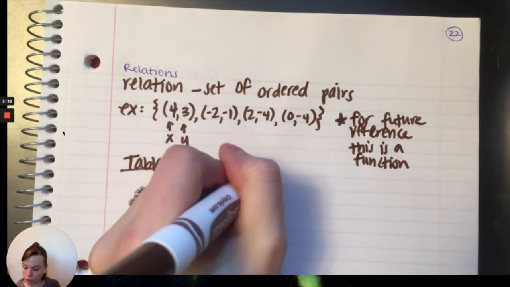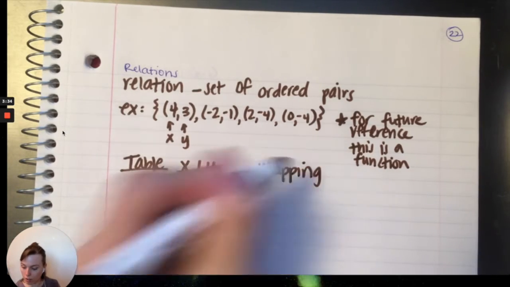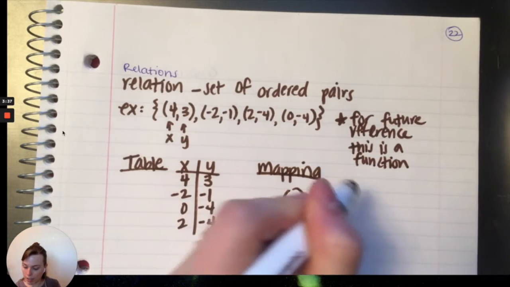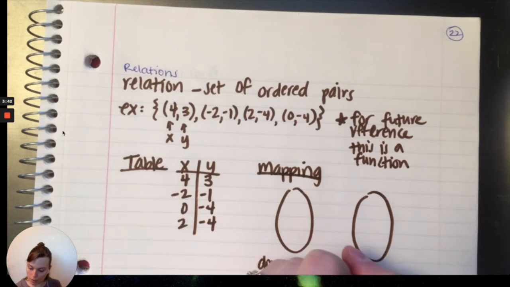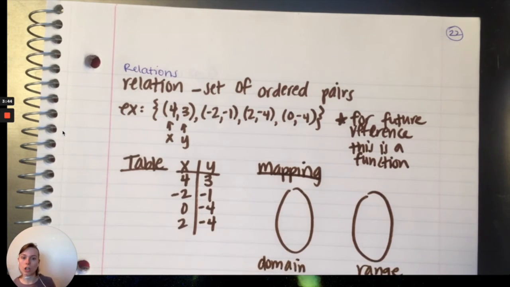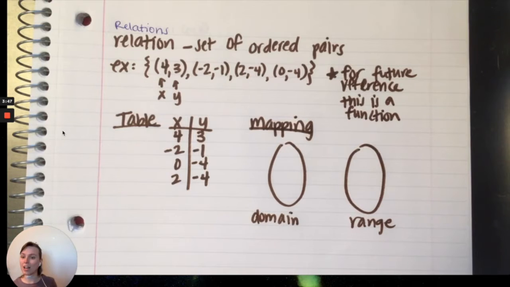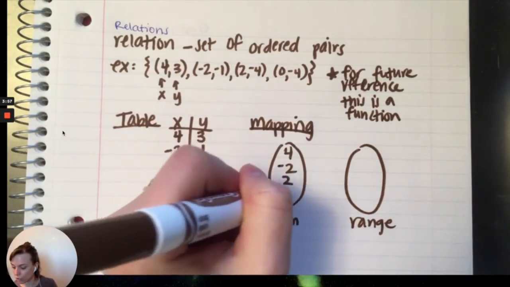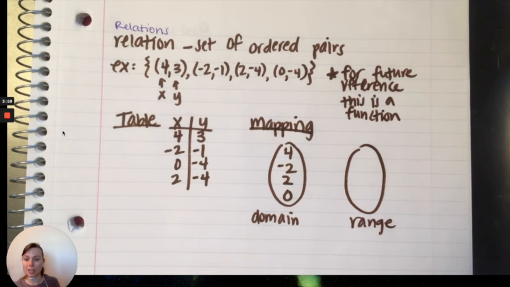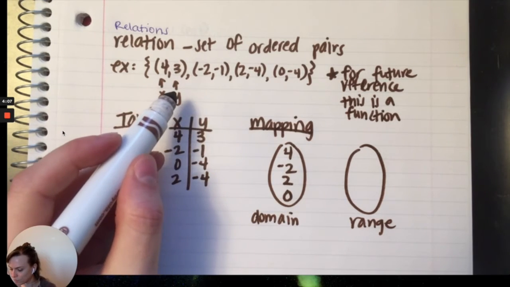And then we can also use what's called a mapping. A mapping takes our domain and maps it to the range. Our domain is going to be the set of X's that we use, and range will be all of the Y values that we use. So domain is going to be 4, -2, 2, and 0. Those are all of the X values, X coordinates we're using, and the range they get mapped to. I'm going to go in order just so you can see.